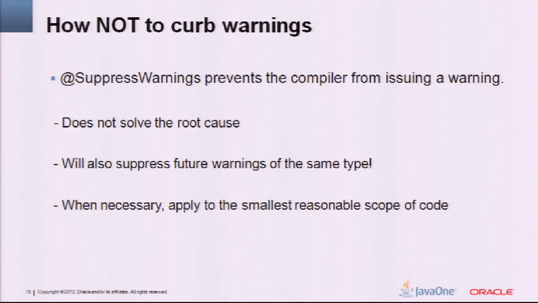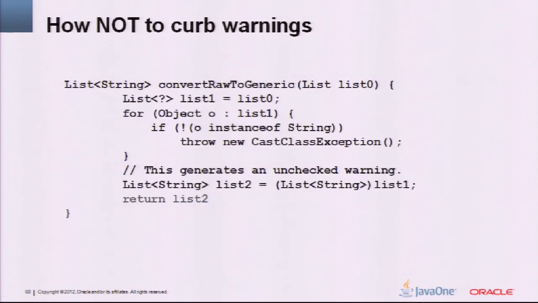To make sense of what I'm talking about, we talked about this method a few slides back, convert raw to generic, where we were converting a raw type to a generic type. And there we said that this cast at the bottom before returning the list is perfectly legal because we have done all kinds of checks and we're very sure that it's a list of string. So this is the kind of warning that you should suppress because you're very sure that there's no problem here. And where do you suppress the warning?